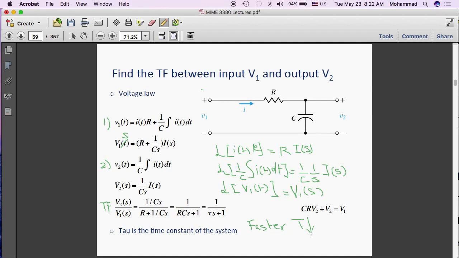Either the resistance should be smaller or the capacitance. So by making either of the two smaller, you can make the system faster. That can happen if R or C, either one, go down. So by making them smaller, you can make this system faster. So this is a first order system. We already found its time constant simply by looking at the transfer function.